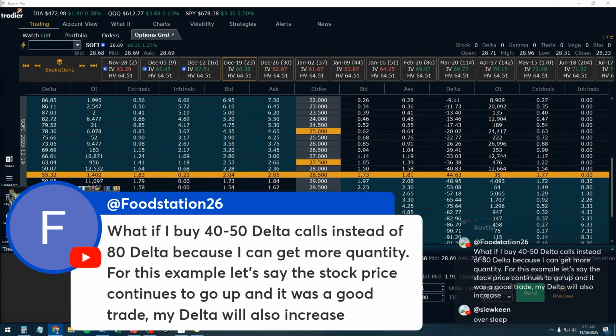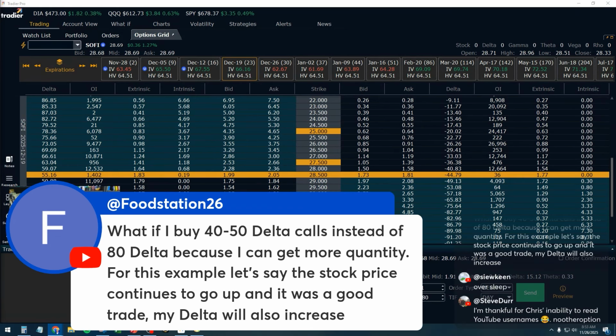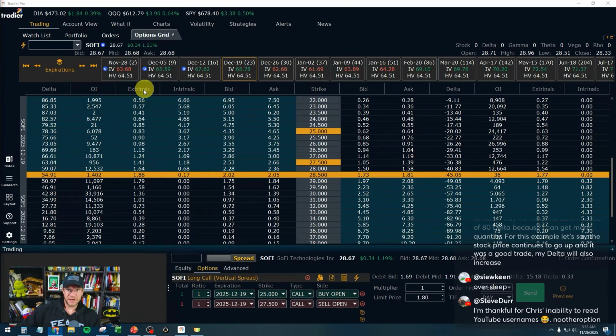Food station, we went over this in a recent video. I think that actually comes out right after this. So I hear what you're saying, but always remember that this value declines on a daily basis. The more that you pay for this, the more you will watch evaporate from your account day after day.